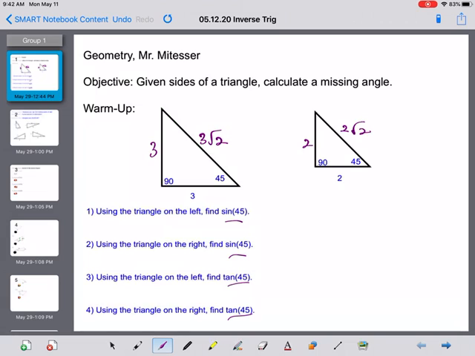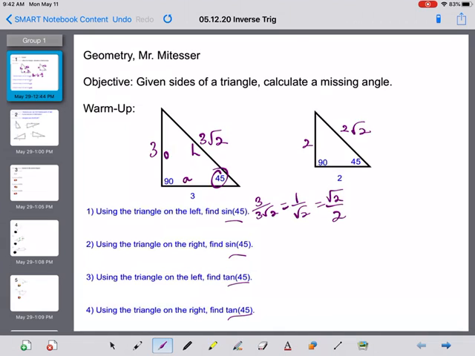Using the triangle on the left, find the sine of 45. So we learned with respect to the angle, you can label opposite leg, adjacent leg, and hypotenuse. So the sine of 45 is 3 over 3 radical 2. Simplifies to 1 over radical 2. And then we rationalize the denominator.